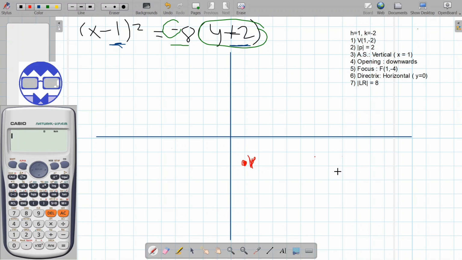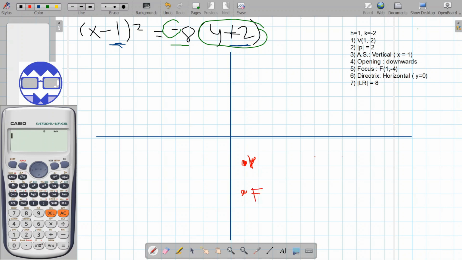The next, let's focus on the focus. The focus is (1, -4). So 1, -4. Let's count 1, 2, 3, 4. It's correct, right? So it's somewhere here, and this is our focus.